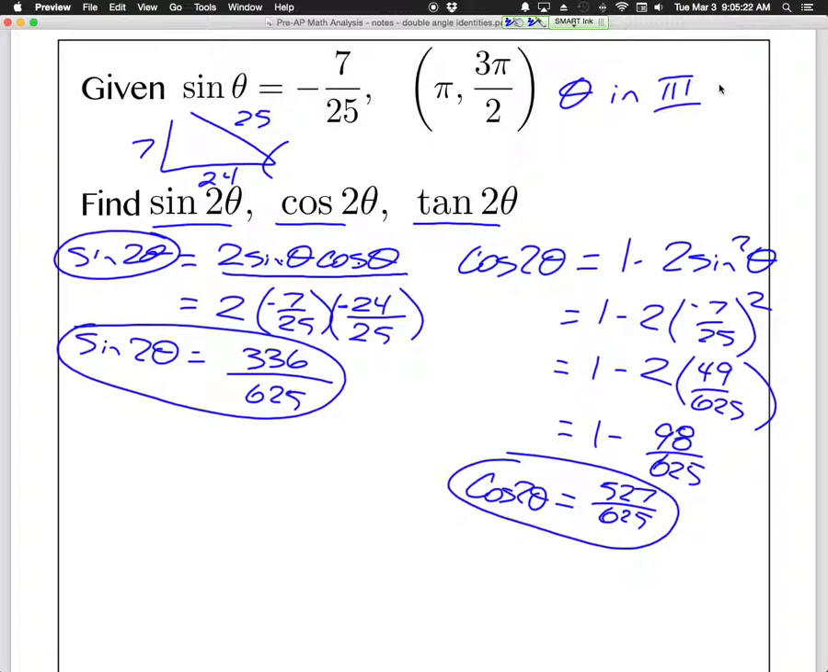Correct? Yes. Okay. Now, Lauren, what's the easiest way to find tangent of 2 theta now? Because there's 2 ways I can do it. What's one of them? Give me at least one. I can use the formula for tangent of 2 theta, which is 2 tangent theta over 1 minus tangent squared. But, Christian, what's the easiest way?